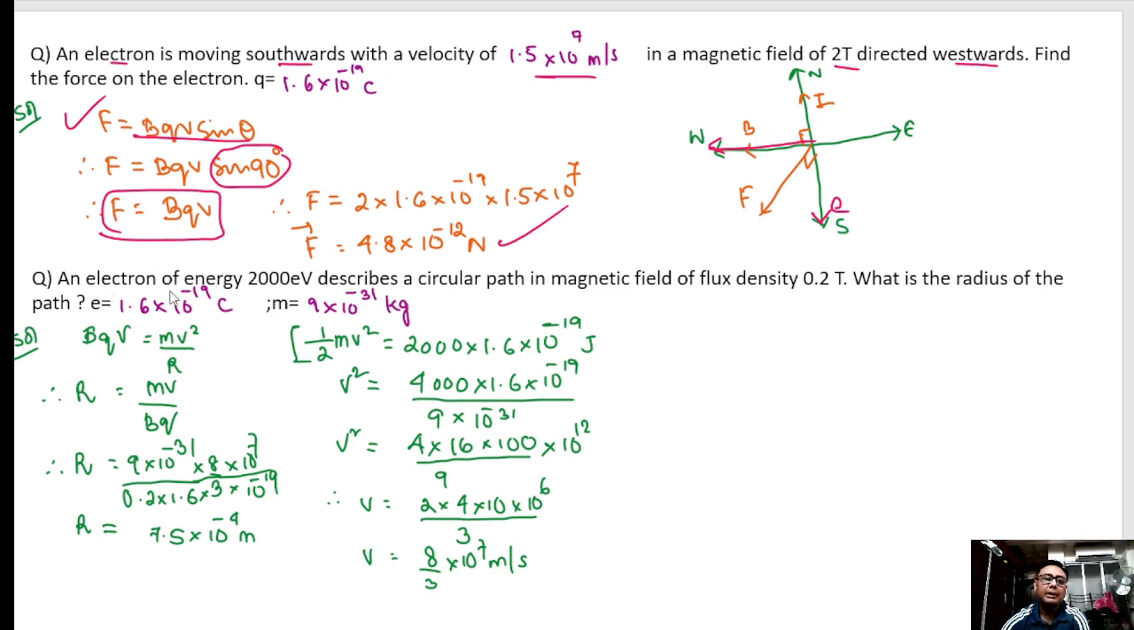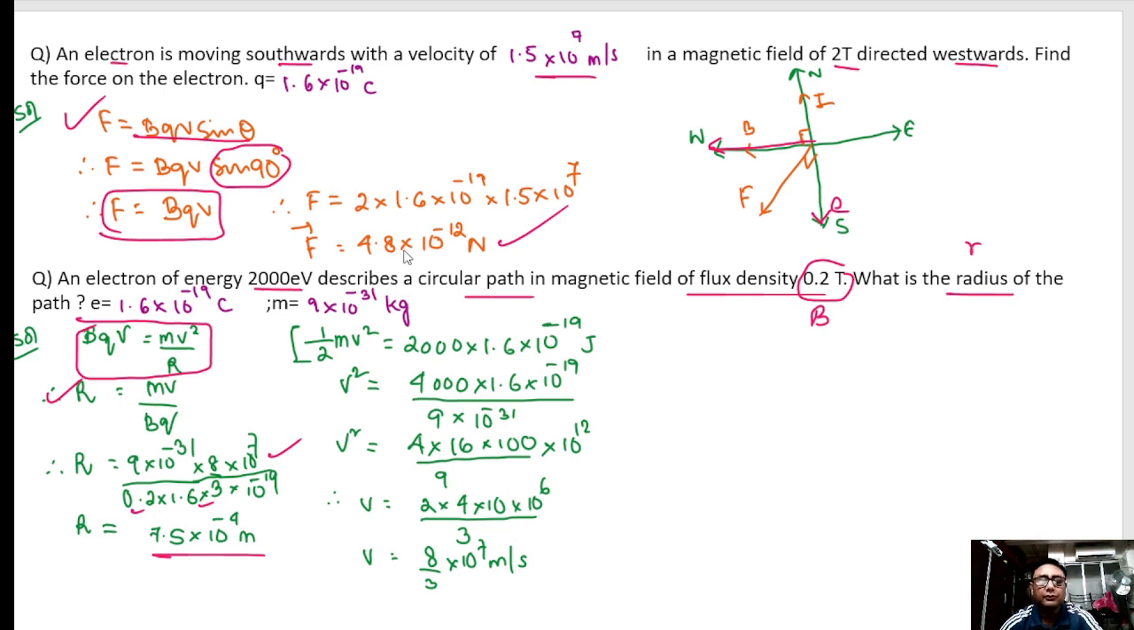Next, they are telling an electron is having an energy this much, 2000 electron volt. It describes a circular path in a magnetic field. This is the B given, magnetic field given, radius they are asking. So again it is BQV equal to mv square by r. So r we have to find, put the value of m, velocity given, B given, Q given, so we can find out the radius. Okay, now they are asking what is the radius of the path.